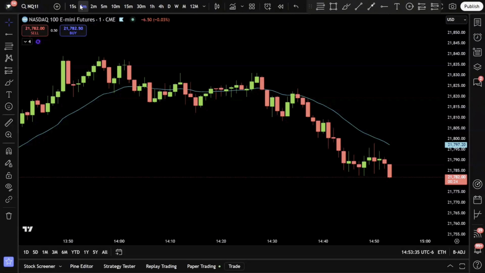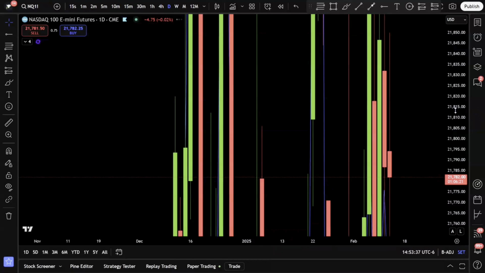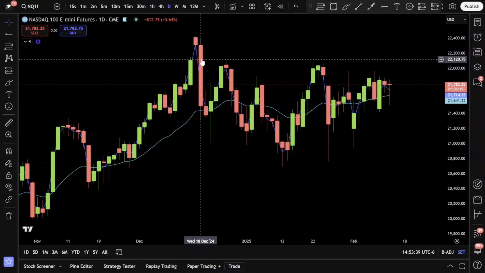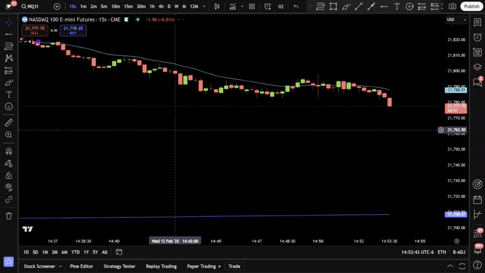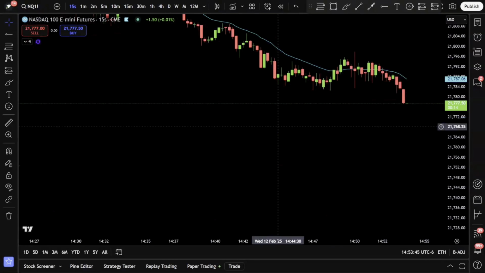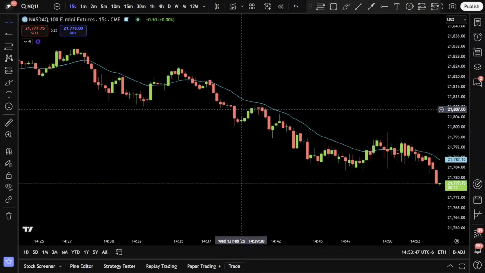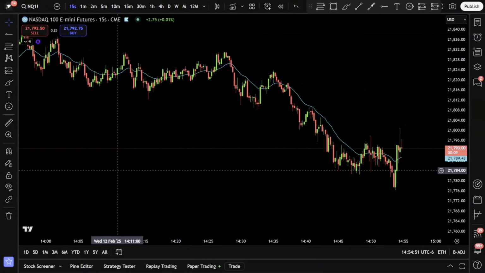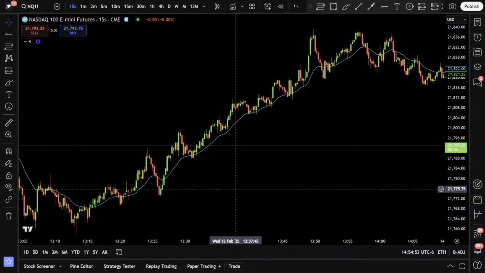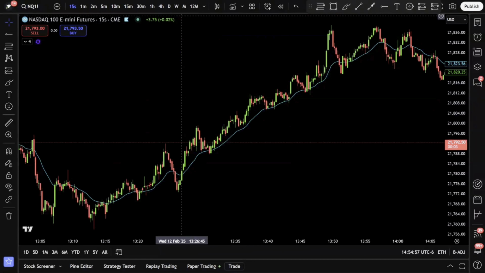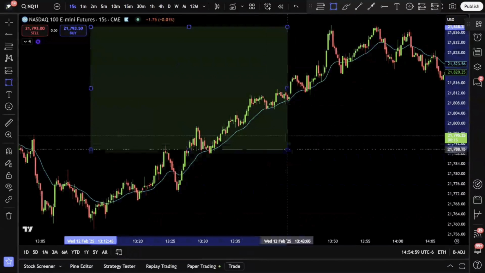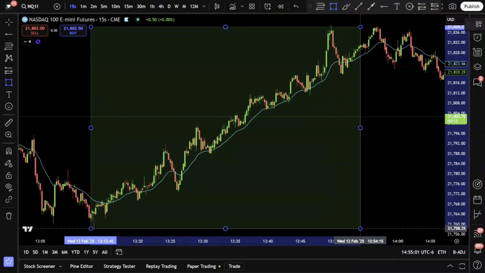So we can go over to daily, right? And each one of these is 1 day. You can see that right there. And then let's go to a 15 second. So each one of these is 15 seconds. Okay. All right. So let's dive into this chart and let's see what the overall direction is of these candles. All right. So from this area right here, what is the overall direction?